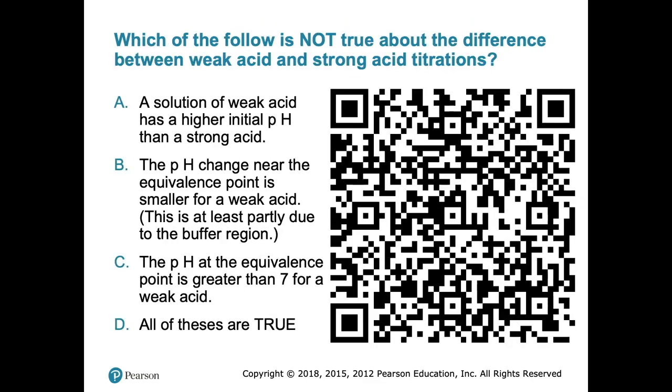So here's your next question. Which of the following is not true about the difference between a weak acid and a strong acid titration? A solution of weak acid has a higher initial pH than a strong acid. The pH change near the equivalence point is smaller for a weak acid, at least partially due to the buffer region. And the pH at the equivalence point is greater than 7 for a weak acid. Or, all of these are true. So what do you guys think?